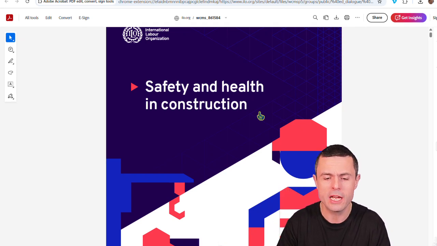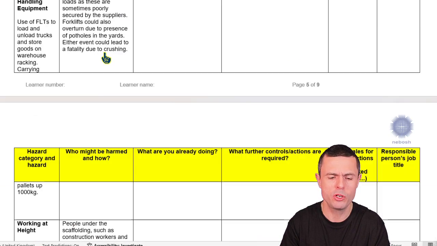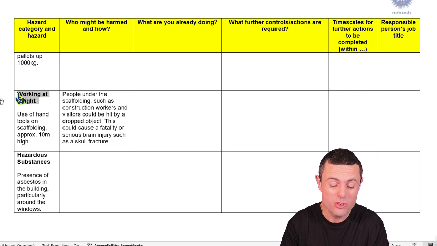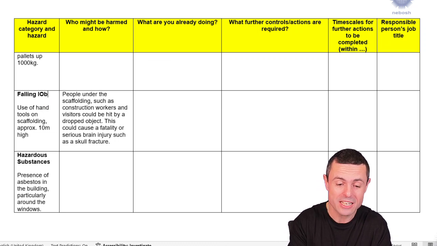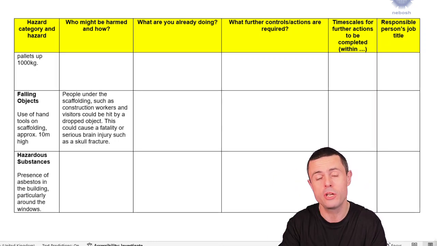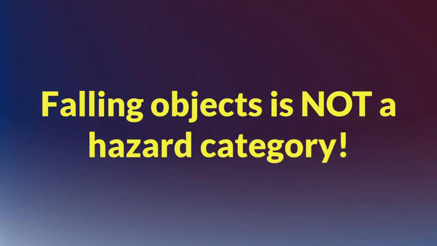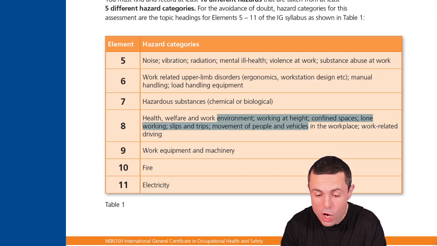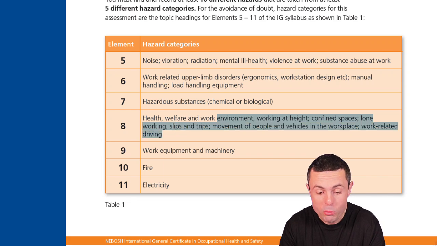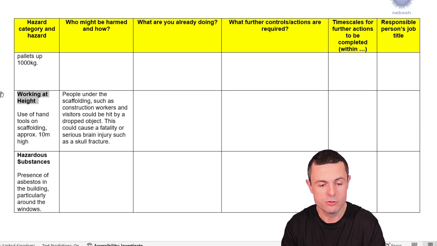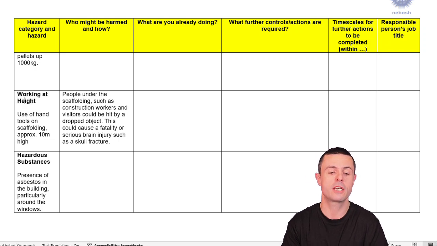I'll end with one last thing, one key mistake to avoid on this. Just remember that falling objects is not a hazard category. It's not a hazard category. Falling objects, I've seen people write that down. It's not a hazard category. If we go to the list of NEBOSH hazard categories, there is no falling objects in there. It's all part of working at height. So let's remove that mess and make it work at height again.